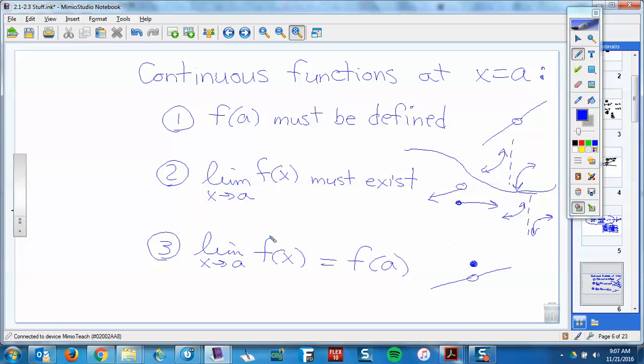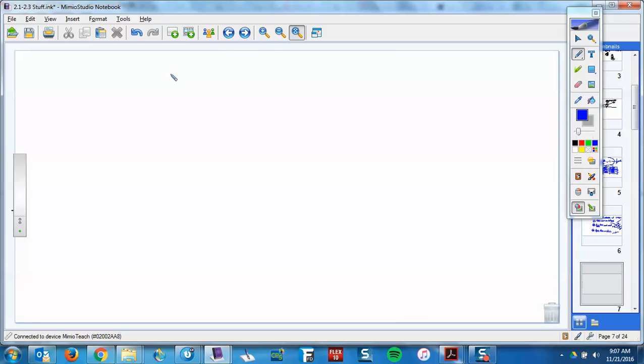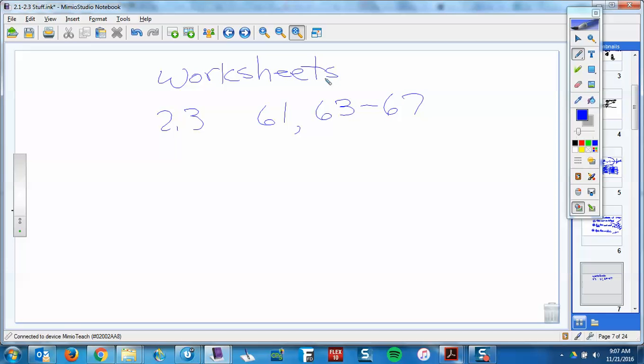So you're going to have some questions about that, I think, in your homework as well. All right, so for our homework, we've got this worksheet, front and back. In section 2.3, it's on your homework sheet, a couple lines down. We're going to do 61, 63 through 67, so I am jumping around on the homework sheet a little bit. So we've got the worksheet front and back, and section 2.3.